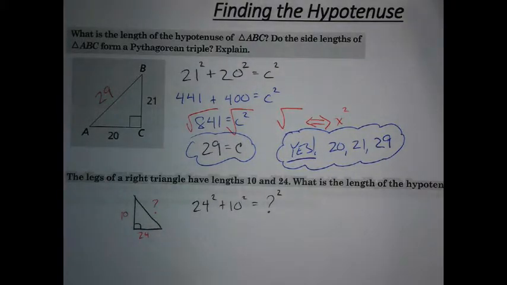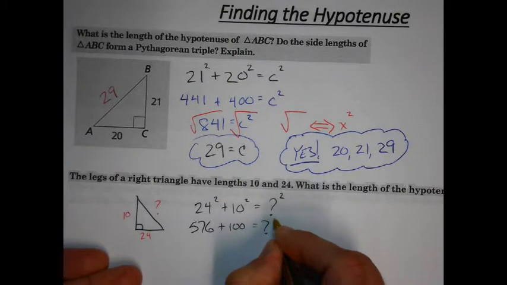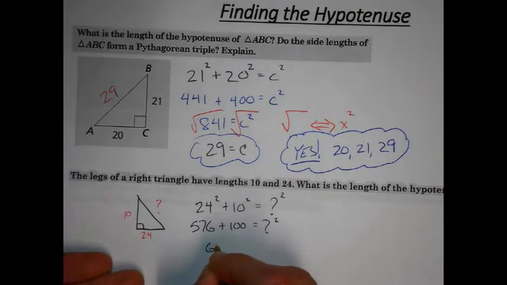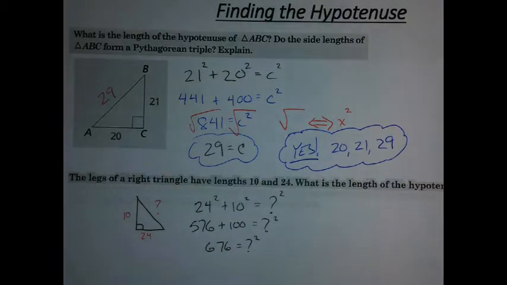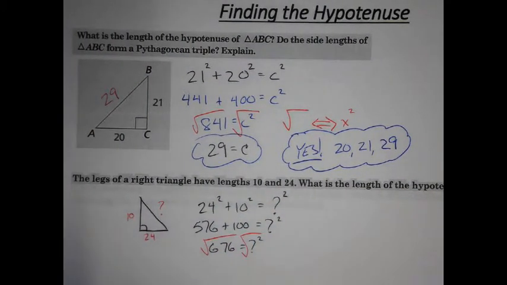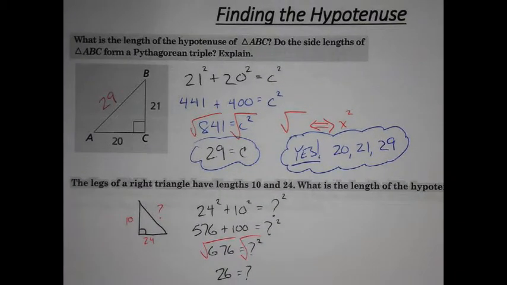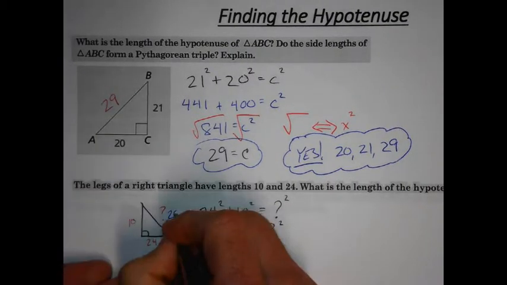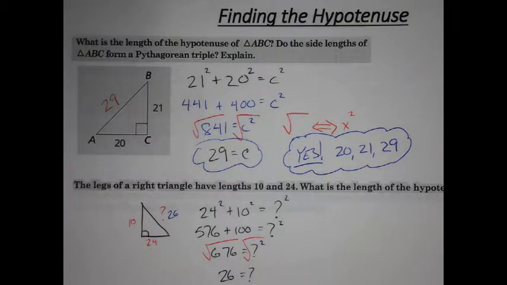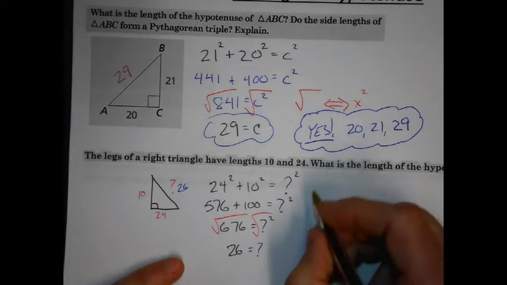We got to do some 24 squared, which turns out to be 576. And 10 squared, which we know is 100. That's going to be question mark squared. So that gives us 676 would equal question mark squared. And what do we do with that? You guessed it, square root. And so when we square root both sides, it turns out that question mark is going to be equal to 26. So we have found the length of the hypotenuse. It's 26 units. And do we have a Pythagorean triple on our hands? And the answer is yes. We have the old 10, 24, 26.